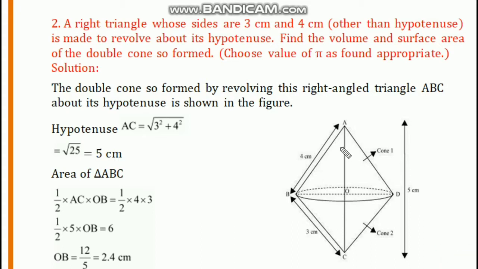Here two sides of the triangle are given, one side is 4 centimeter, the other side is 3 centimeter, and the hypotenuse is not given, but the right triangle is revolved to make a cone with the help of the hypotenuse. So here we need to find out the volume of these two cones and the surface area of these two cones. So for that, first we need to find out the height and radius of the cone. So how to find out the total height of the cone?